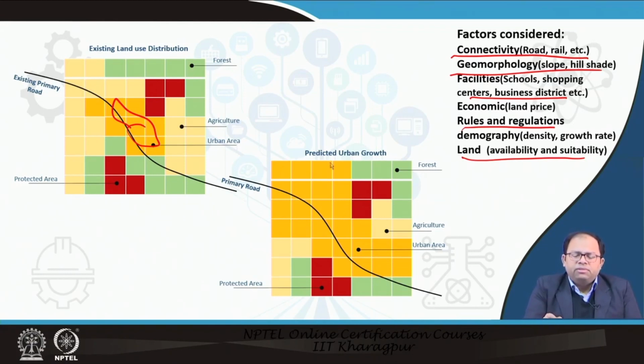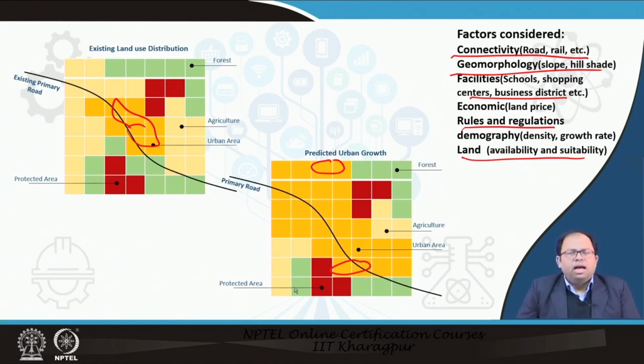So we see some amount of change happening over here, and some amount of change also happening over here, but still a lot of forest is retained, whereas most of the agricultural land is taken up, and more particularly the parts which are in proximity of a transportation corridor are taken up, whereas the ones which are further away are still retained as agriculture. So this is how a CA model predicts the change in a particular urban land use.